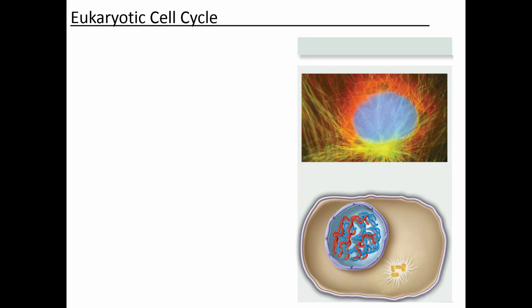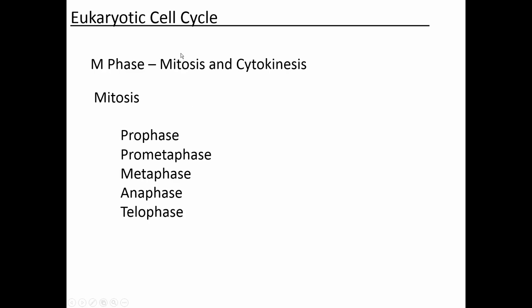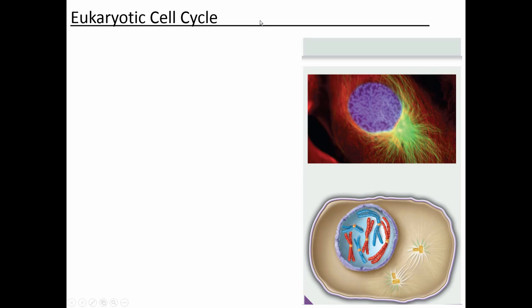Okay, so those are things that you need to remember for interphase. Then the cell is going to progress into M phase, which we said includes mitosis and cytokinesis. And mitosis is going to be broken up into the following phases, which they went through in the animation, which are prophase, prometaphase, metaphase, anaphase, and then telophase. Okay, so this is going to be prophase, the first phase of mitosis.